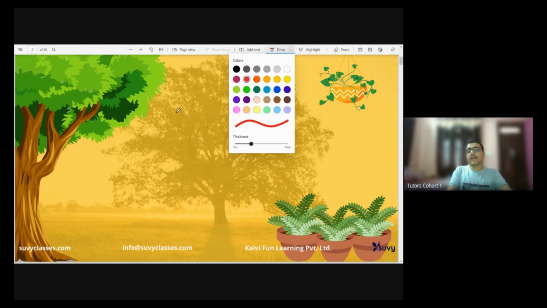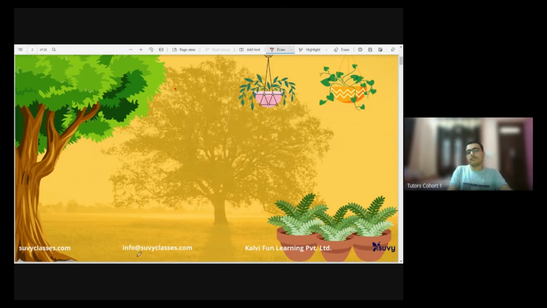Now, children, you might have observed that we have various types of plants. As I just said, there are a few plants that we keep in pots. Some are huge trees on the ground. Few are small climbers and creepers. So there are various types that we shall study now.